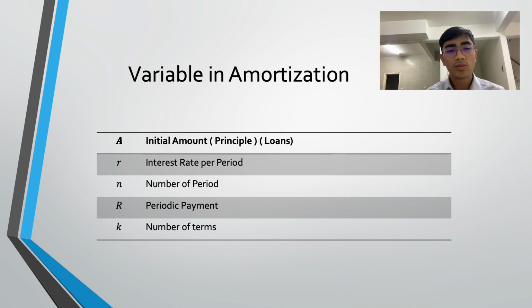Alright, before we go further into the details, we have to know the variables in amortization. Firstly, A, which is the principal, R, the interest rate, N, the number of periods, BR, the periodic payment, and K, the number of the terms.